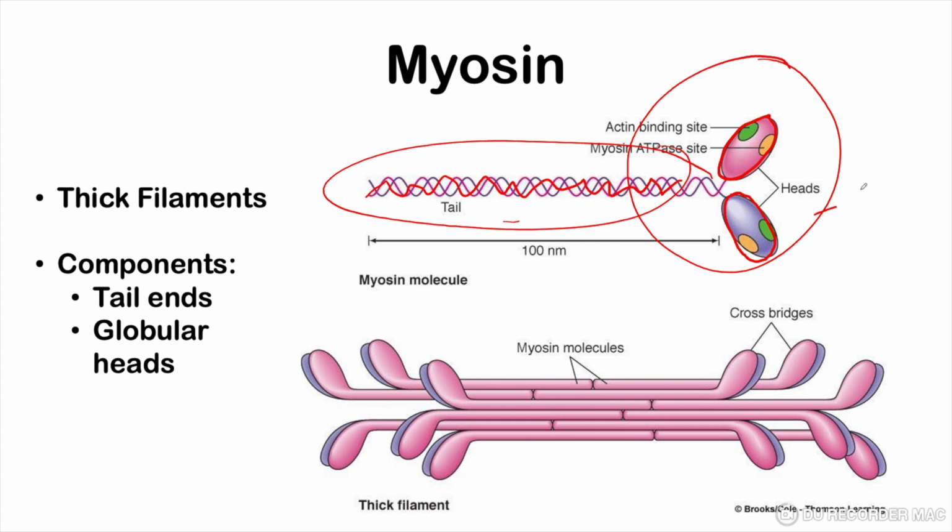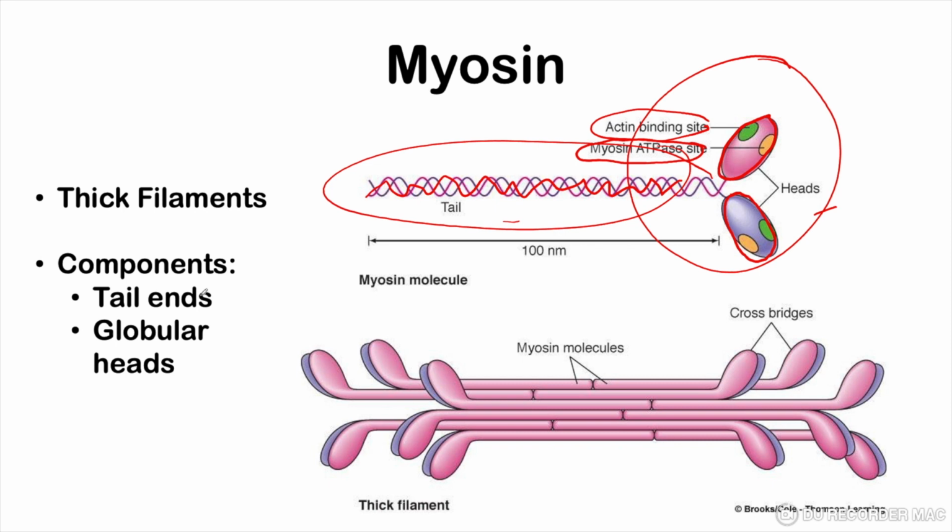On that head portion, it's very important to note this, you have two sites located on those heads. You have what we call the actin binding site and the myosin ATPase site. Later on, the purpose of those will come to life. Actin binding site and myosin ATPase site. So essentially, imagine your myosin as a contractile protein and also an enzyme. Structurally it functions like a contractile protein, and it has enzyme-like properties too because of this head portion.